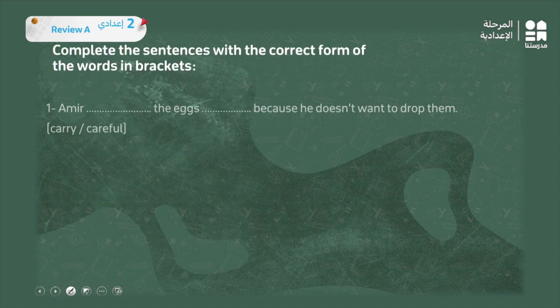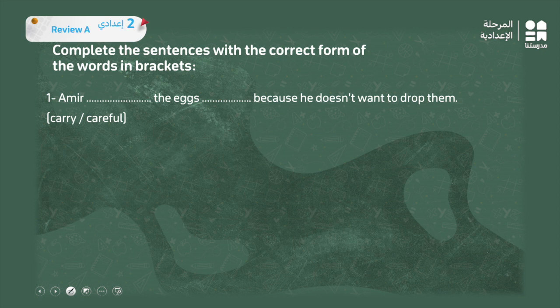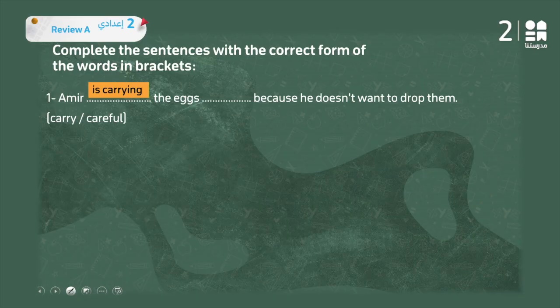Now, complete the sentences with the correct form. Here we want to focus on the adverbs. Can you remember the adverbs? Here I must add ly to the adjectives. Amir is carrying the eggs carefully because he doesn't want to drop them. Here we have is carrying because we are talking about something he is doing right now. That's why I use the present continuous tense. Again, present continuous tense is am, is, are plus ing. And carefully, I will put it after the verb, the adverb.